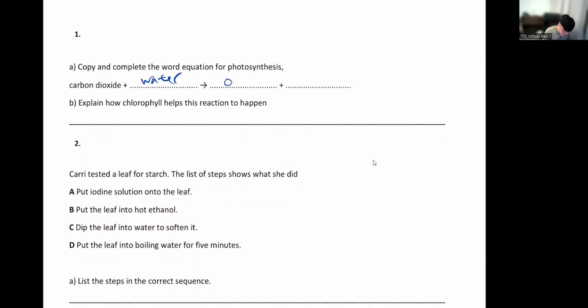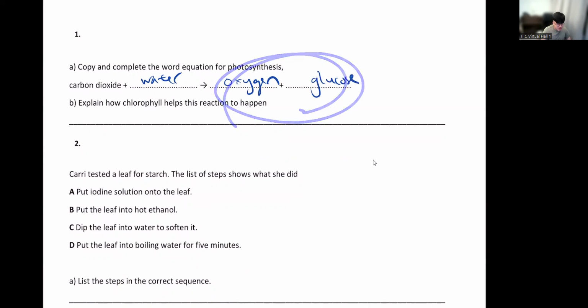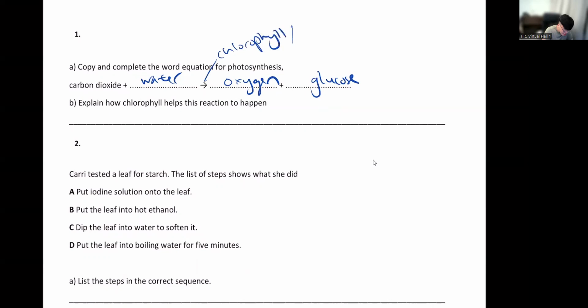And what do humans need? Plants will give us oxygen and glucose. So it's like an exchange: they give us this, and we produce carbon dioxide and water and give it back to them. And in the middle, of course, you need chlorophyll and you need sunlight. Not necessarily sunlight, but light energy. Like I said, if you give them artificial light, they will grow as well.